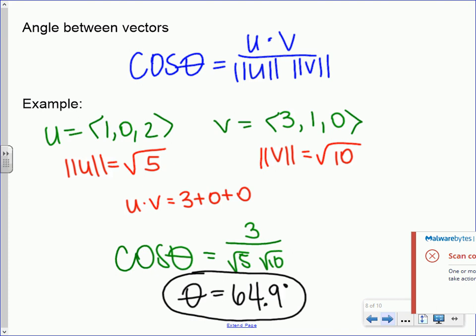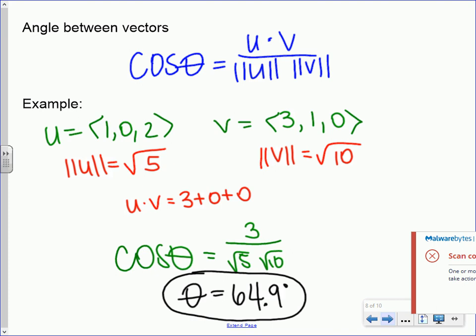Okay, if our dot product is 0, that means this whole fraction is 0, and the cosine of theta equals 0 would mean that theta is 90 degrees. Okay, so remember we called that orthogonal. If the dot product is 0, we have orthogonal vectors.